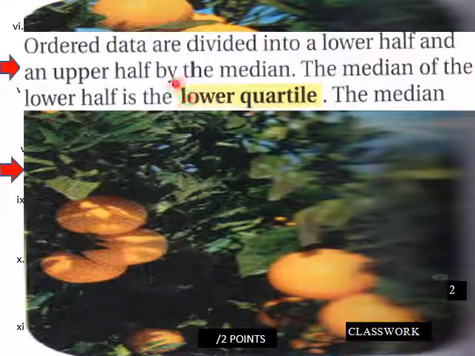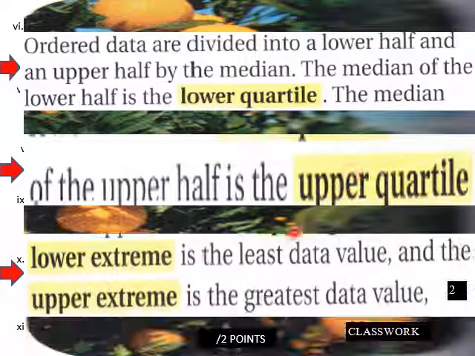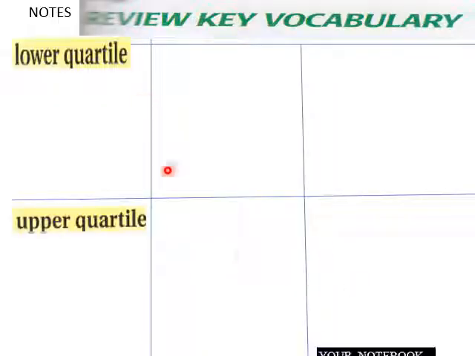Well, ordered data are divided into a lower half and an upper half by the median. The median of the lower half is the lower quartile. The median of the upper half is called the upper quartile. The lower extreme is the least data value, and the upper extreme is the greatest data value.